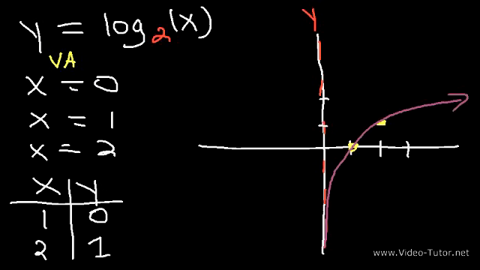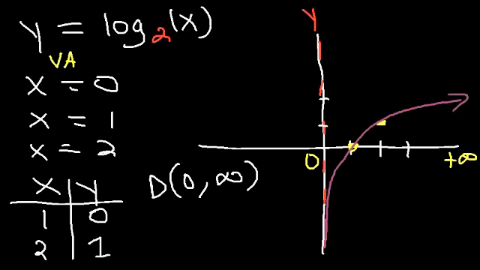Now let's talk about how to write the domain and range. The domain represents all of the allowed x values that the function can have. So analyze the graph from left to right. The lowest x value is 0, the highest is infinity, because the graph will keep going towards the right. So the domain starts from the vertical asymptote and it goes all the way to the right to infinity.